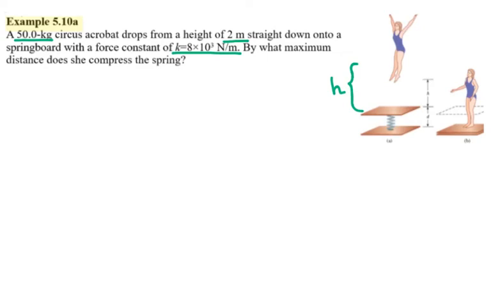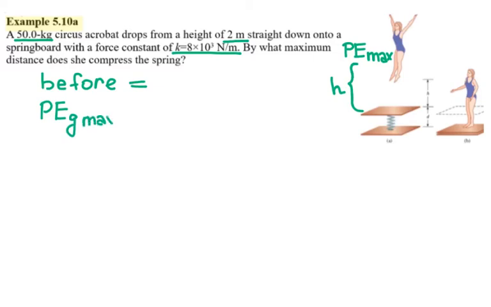So when she's above the board, before she lands on that springboard, she has potential energy. So I'm going to say the system has initial potential energy, or I can call it the maximum potential energy. So before she lands, I will have to start with the potential energy that she has, gravitational potential energy, maximum.